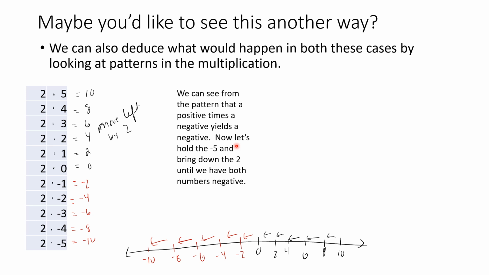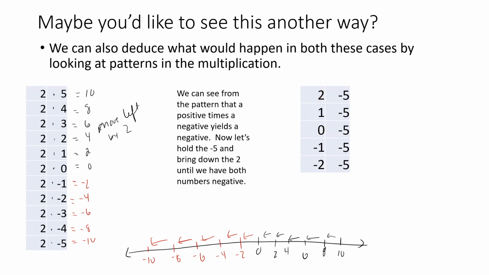Now what we're going to do is hold the -5, and we're going to bring down the 2 until we have both numbers negative. So we're going to pick up the table right here at the 2 times -5, but we're going to park at the -5, and now we're going to start to bring down the 2. So we're going to count 2, 1, 0, and then see what pattern we have there.